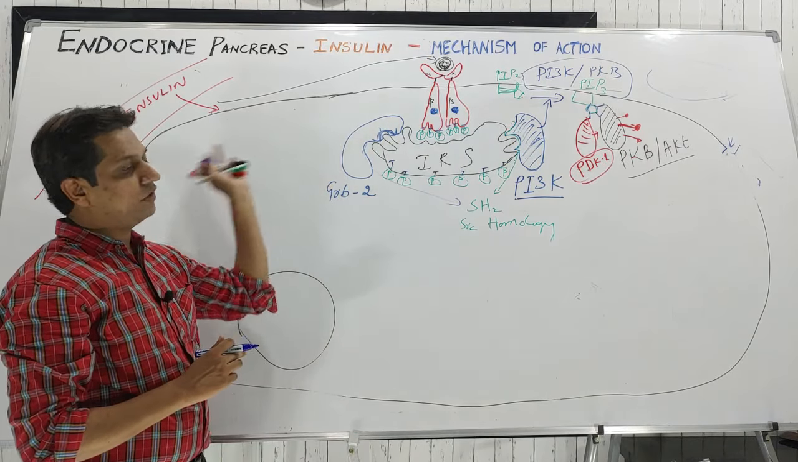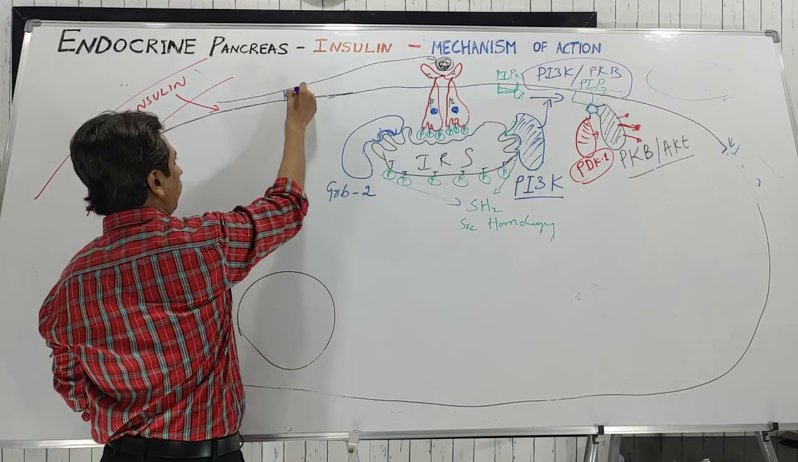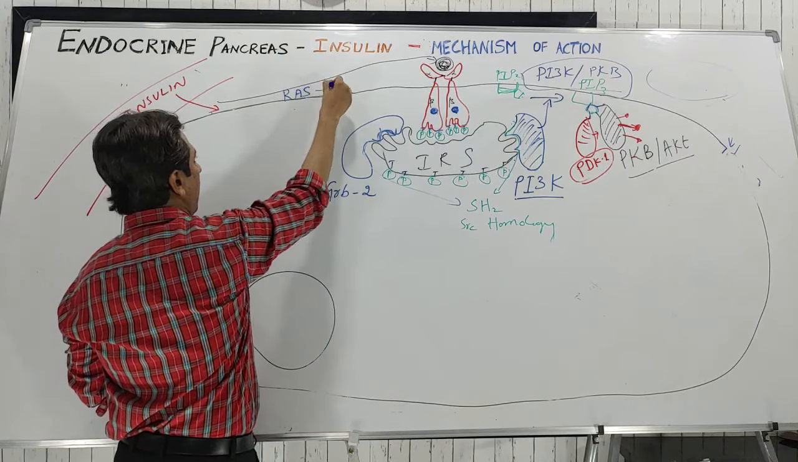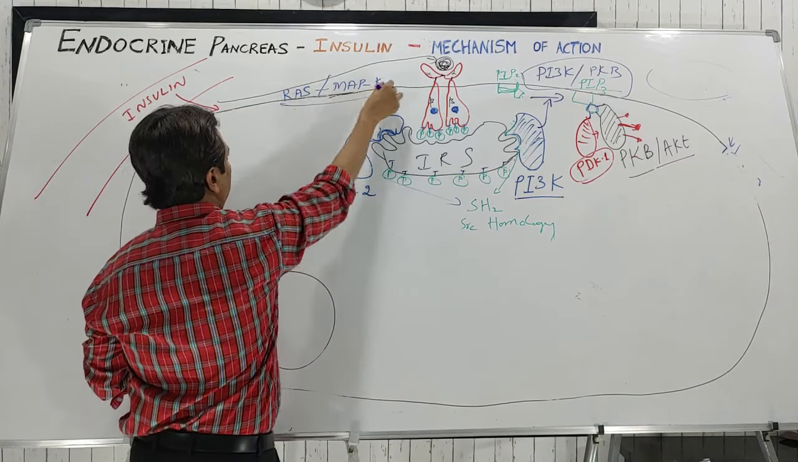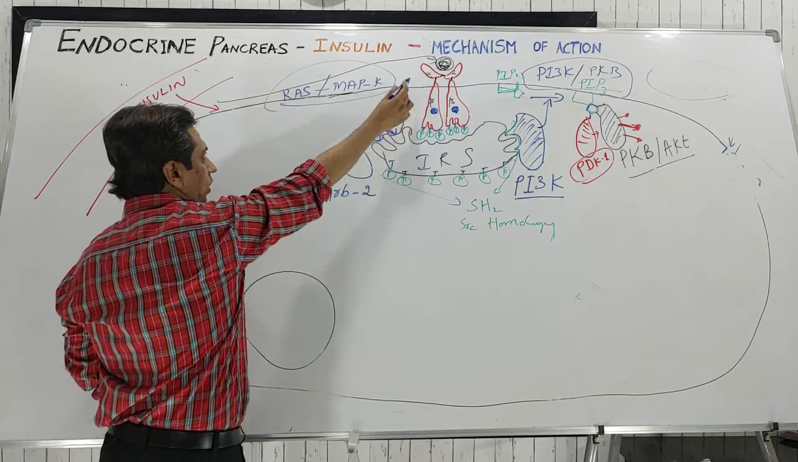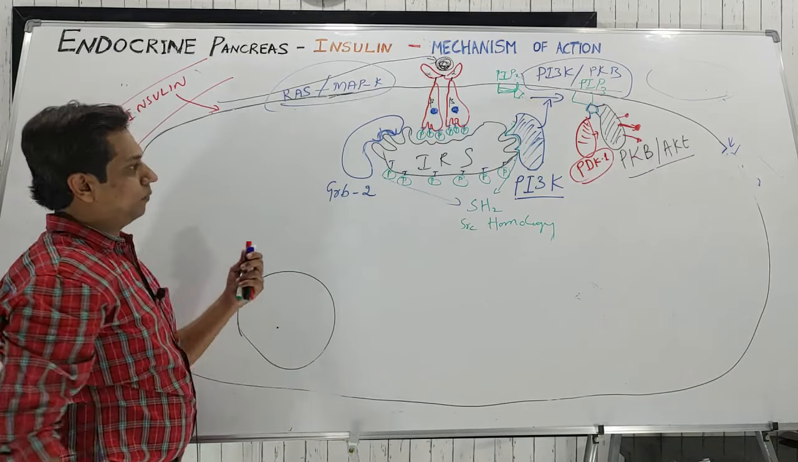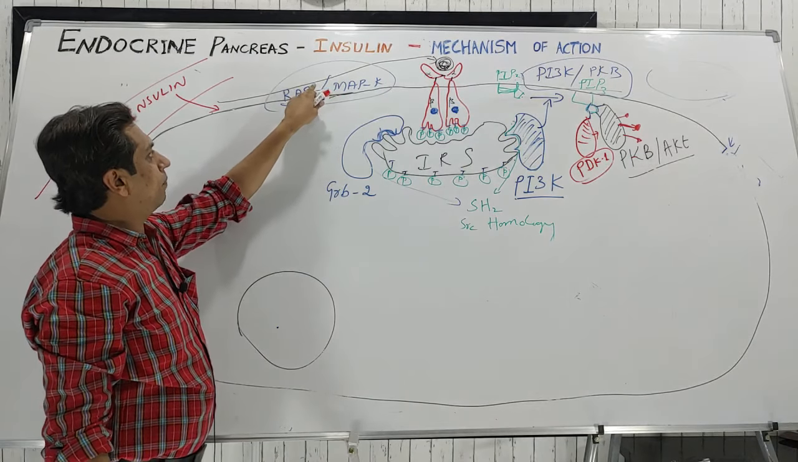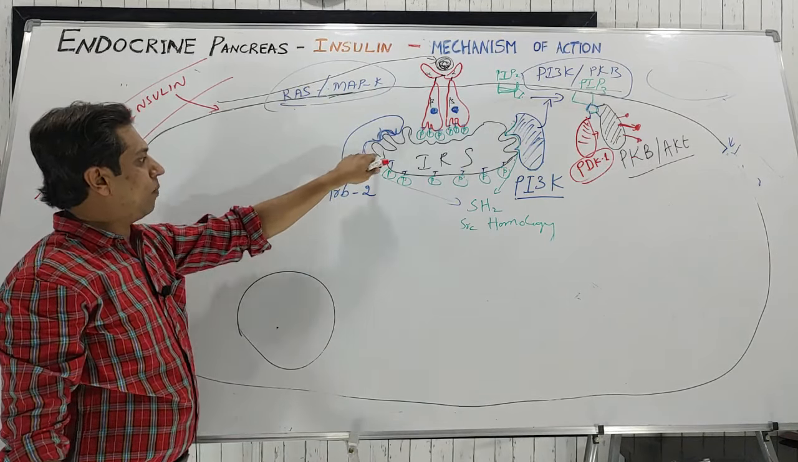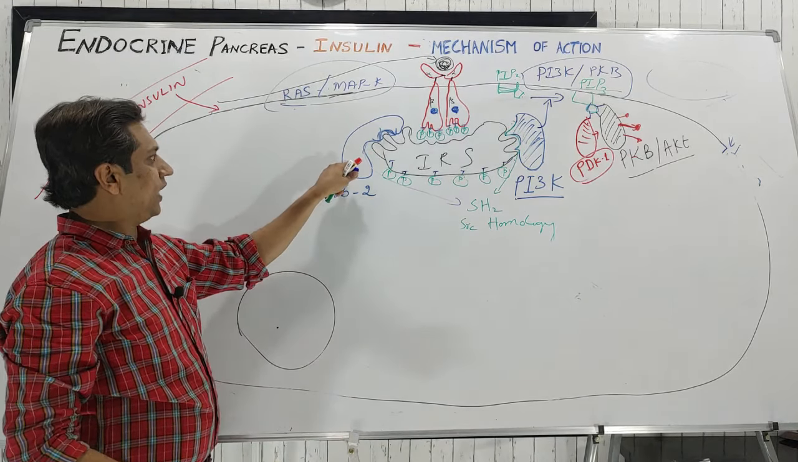That series of reactions will lead to activation of the RAS protein and MAP kinase. So this pathway, which activates the insulin receptor and then the nucleus, is known as the RAS MAP kinase pathway. So it will now bind this GRB2 protein. Once it gets bound, it will get activated.